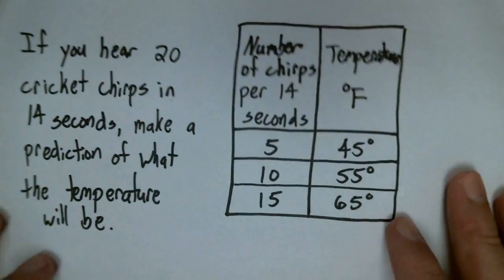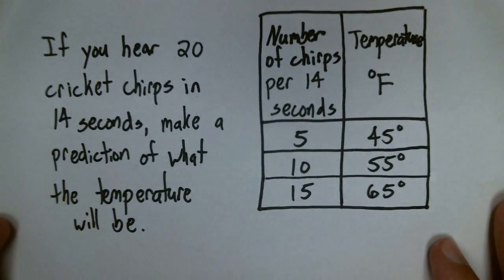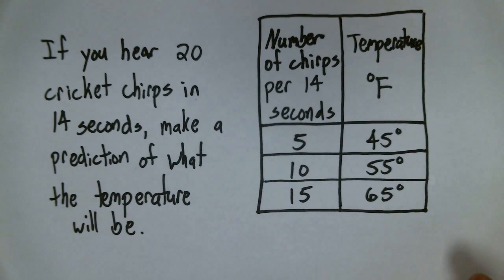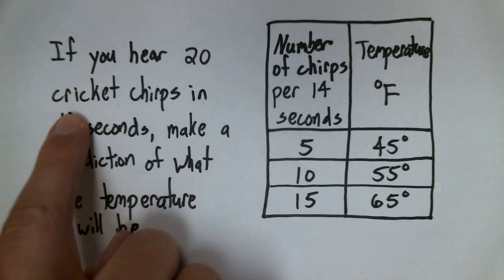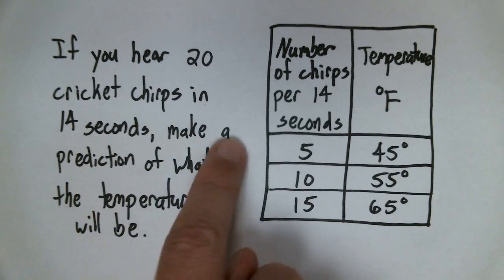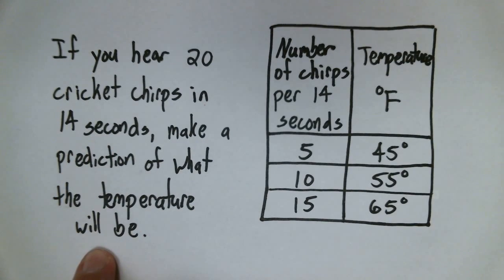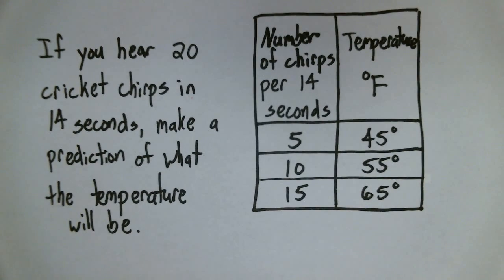Let's look at an example with a table. So I would love for you guys to send me an email, write me a letter when you graduate from college and get out in the real world and tell me, Mr. Meneese, I actually had to count the number of chirps from crickets, okay? So I'm sure there are probably people out there that actually do this. If you hear 20 cricket chirps in 14 seconds, make a prediction of what the temperature will be at that point, okay? So let's look at our chart.